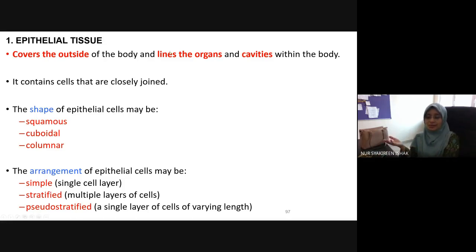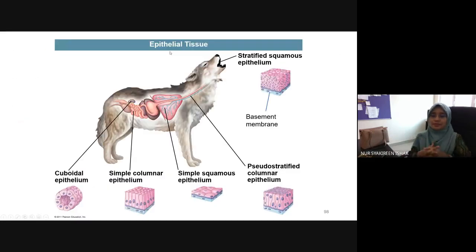So nanti macam mana tu kita tengok. Okay, so this shows you an organism, a wolf, with different organs inside shown, and then with different cells of epithelial cells or tissues, okay.